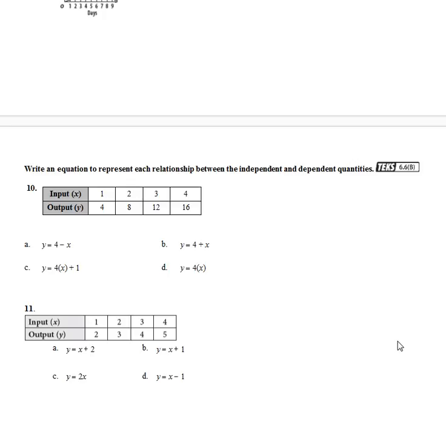Number 11. The table reads input x, output y. A, y equals x plus 2. B, y equals x plus 1. C, y equals 2x. D, y equals x minus 1.